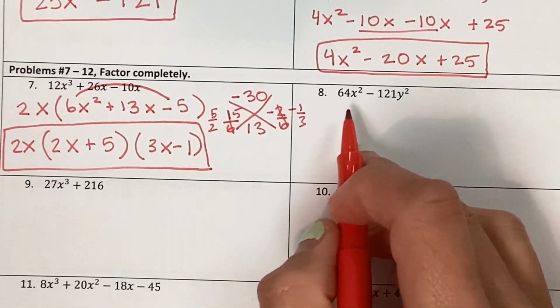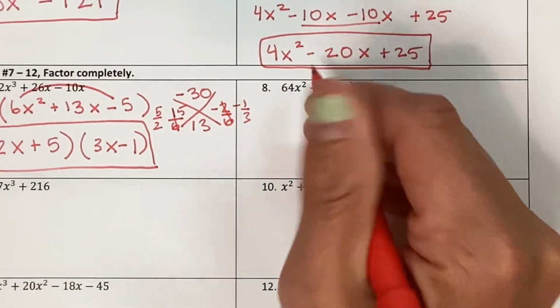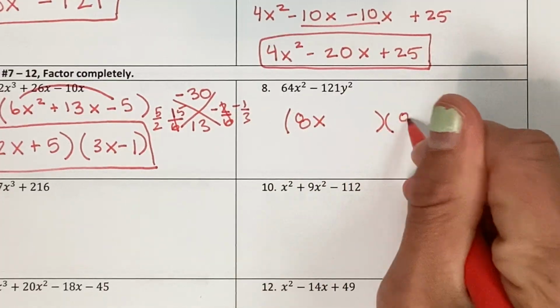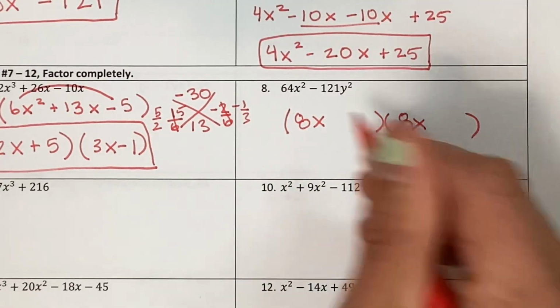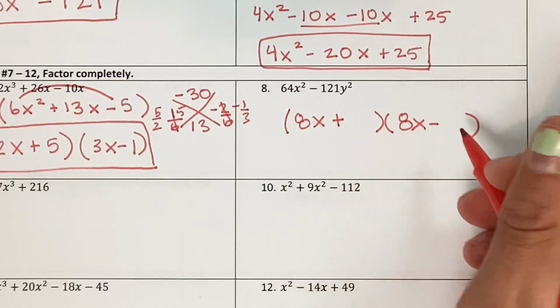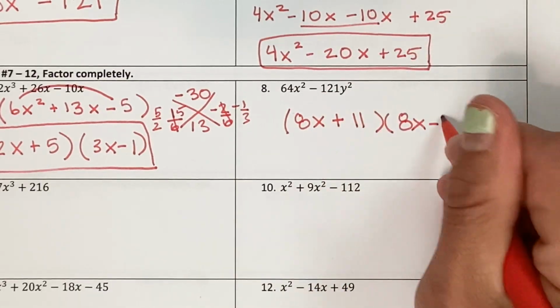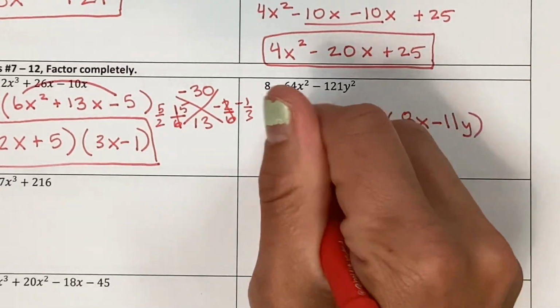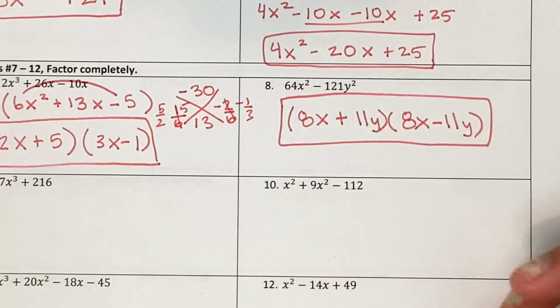All right, on this next one, this is a difference of squares. 8 times 8 gives you 64. X times x gives you x squared. So in my first blank, I'm going to put 8x. One's plus, one's minus. 11 times 11 is 121. And then y times y is y squared. So difference of squares.